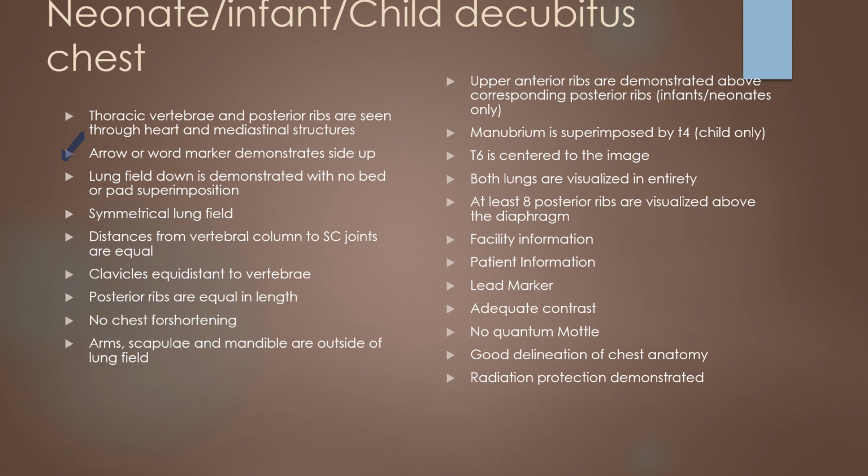Upper anterior ribs are demonstrated above the corresponding posterior ribs in infants and neonates because they are anatomically made that way. That was something that we saw in the AP infant and neonate chest. Manubrium is superimposed by T4 in older children only. That's going to indicate that there is no mid-coronal tilting, because we really have trouble looking at the clavicles at this point to evaluate for mid-coronal tilt because the arms are elevated above the head. Okay, and then all the anatomy is there, and we're looking for 8 posterior ribs. Everything else is going to be the same. So hopefully that one is going to be a very easy, repetitive evaluation for you to do.